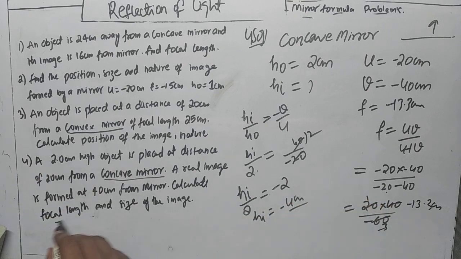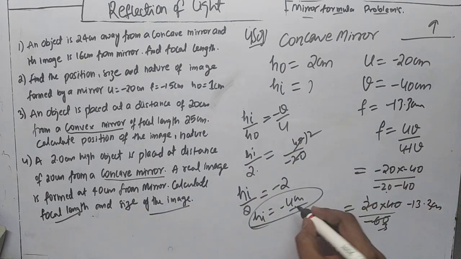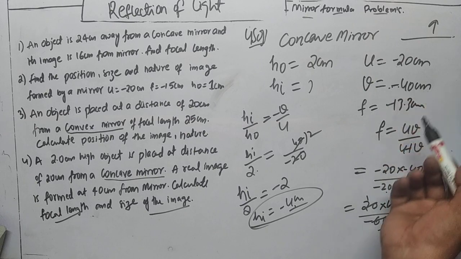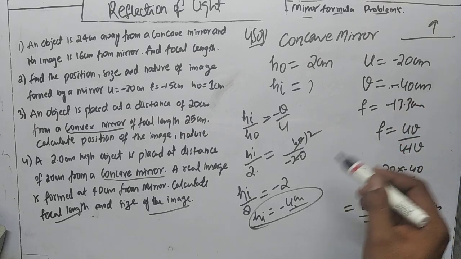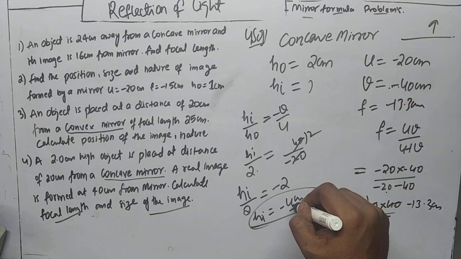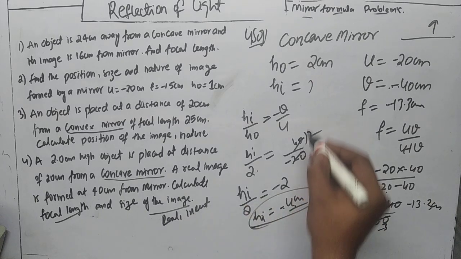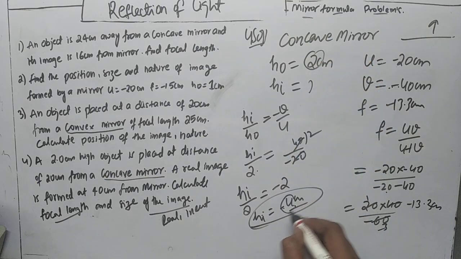He is just asking to find the focal length and size. So the size of the image is 4 centimeter and the focal distance is this one. If he is asking the nature, we can see here that the v value is negative, or we can say the height of the image is negative. So it means the nature is real, inverted, and the object is 2 centimeter while the image is 4. So enlarged, bigger in size.